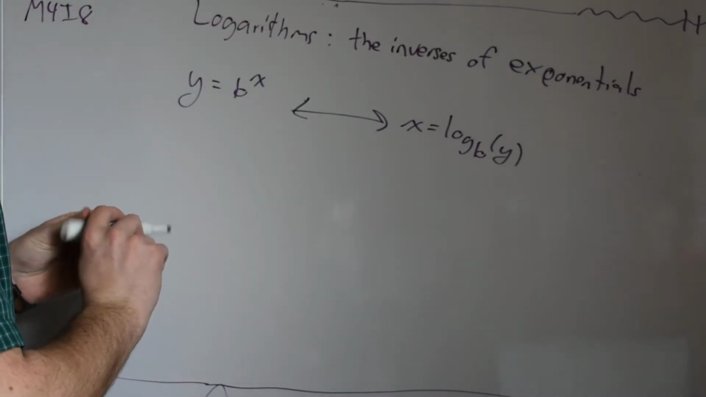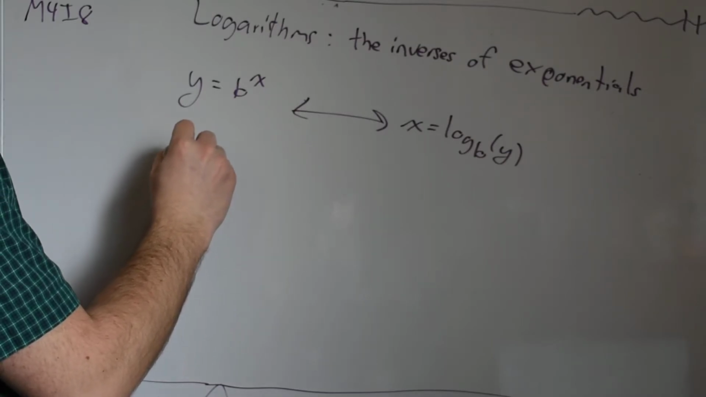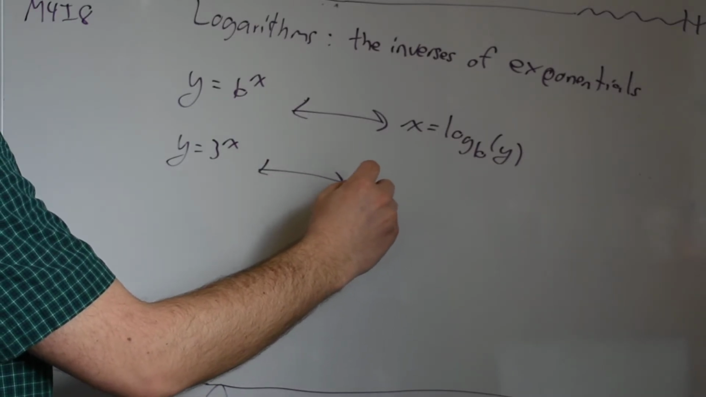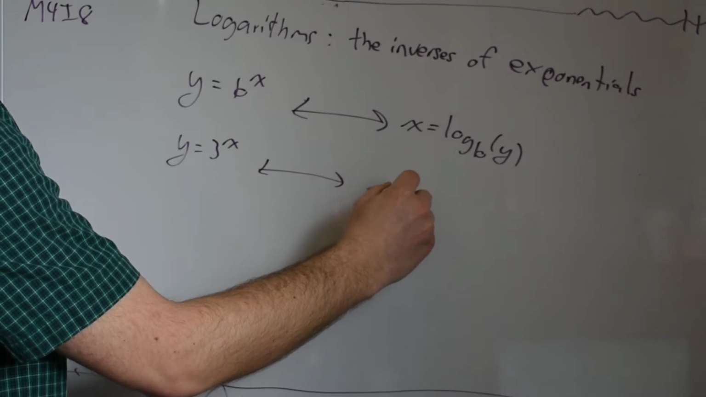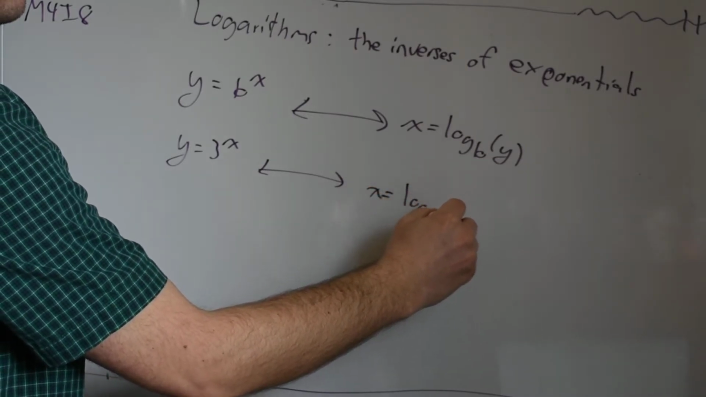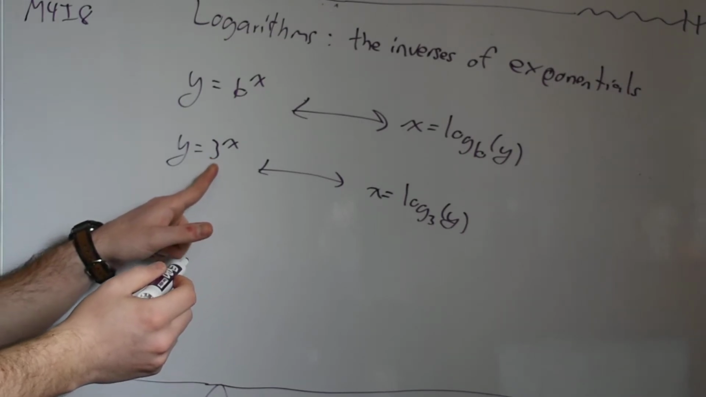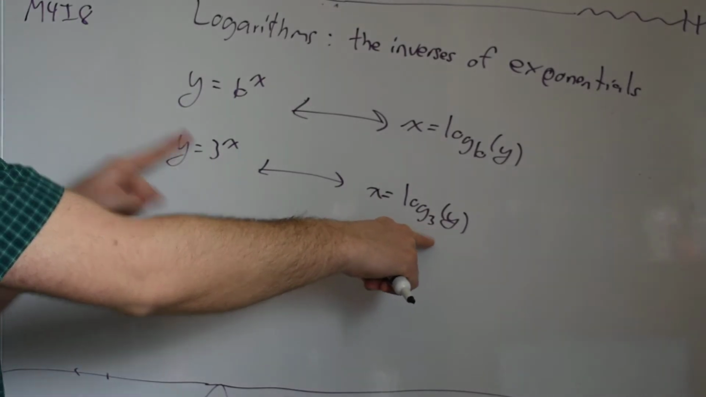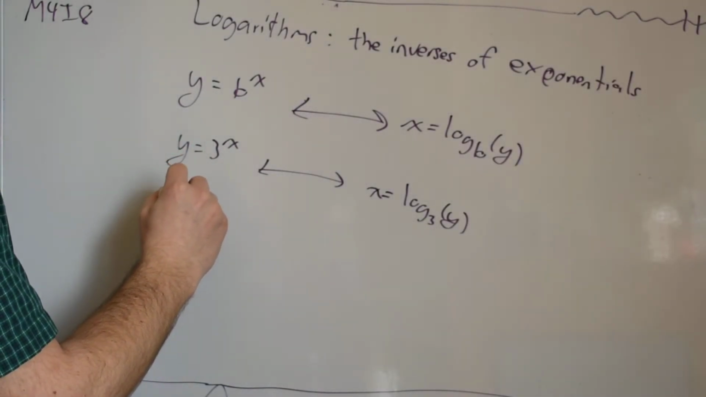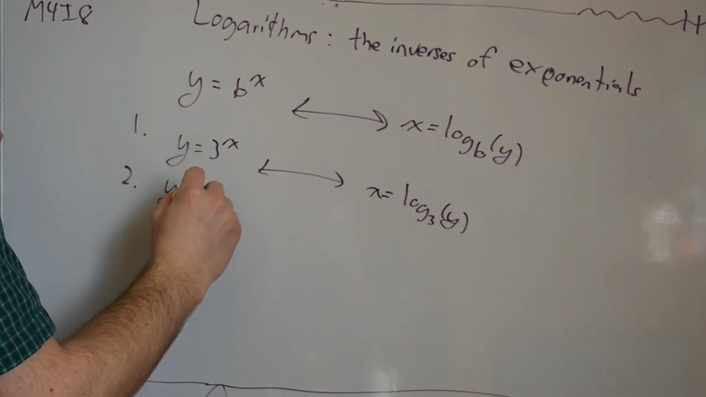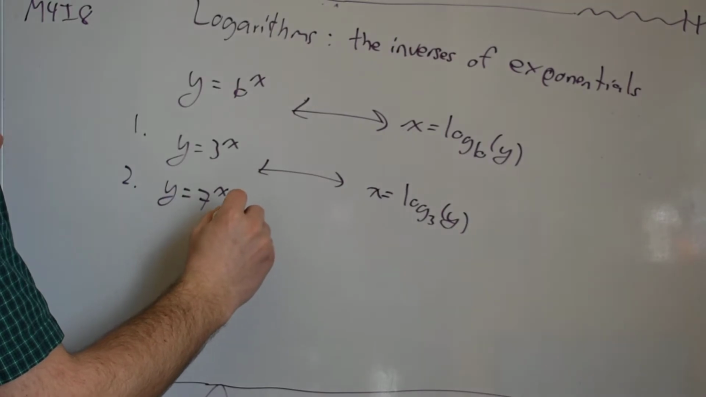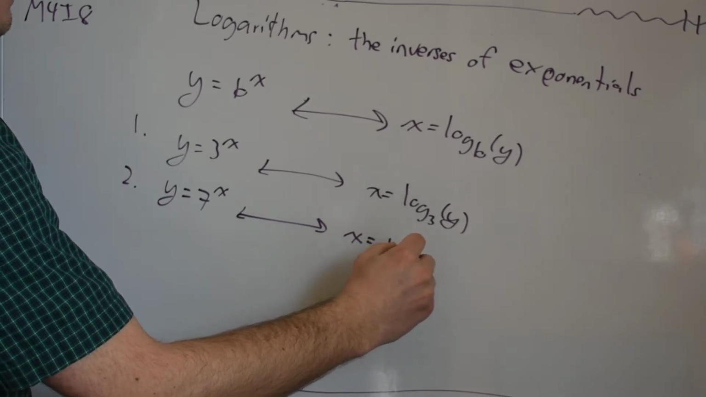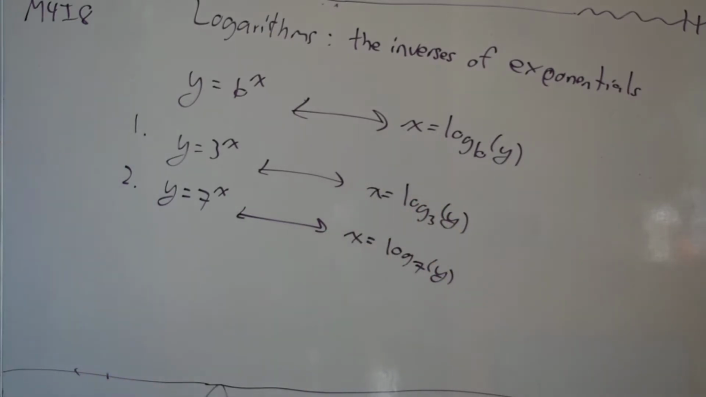So, given the exponential function y equals 3 to the x, the corresponding logarithm function is x equals log base 3 of y. So notice the base of the exponential becomes the base of the logarithm. It's supposed to be that way. So another one. y equals 7 to the x. Well, the corresponding logarithm function is x equals log base 7 of y. Seems fair enough.